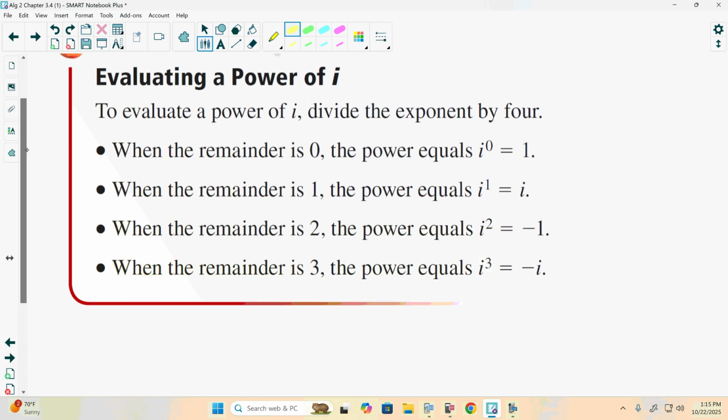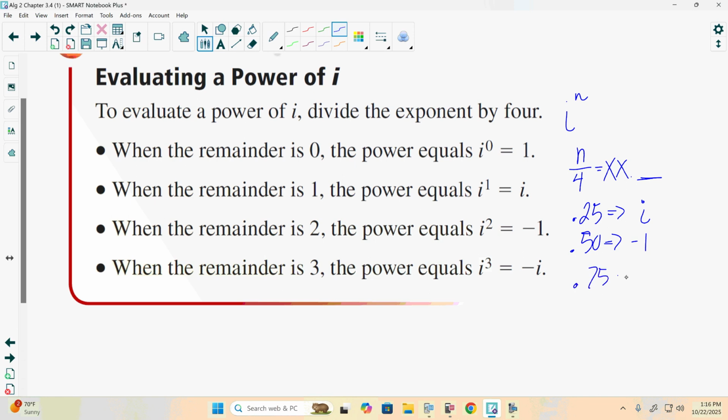Now, a way that we can find this with any power of i, doesn't matter what it is, i to the nth power, we take whatever that power of n is and divide it by 4. If we're focused on the decimal, if the decimal number is 0.25, that power of i is going to simplify to just i. If the decimal is 0.50, we skipped one, it would be -1. 0.75 would be negative i. And 0.00 is going to be 1.